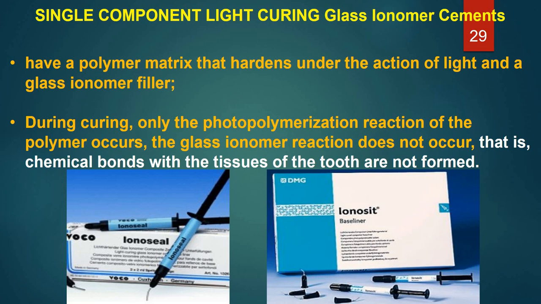Single component light curing glass ionomer cement. Has a polymer matrix that hardens under the action of light and a glass ionomer filler. During curing, only the photopolymerization reaction of the polymers occurs. The glass ionomer reaction does not occur, that is, chemical bonds with the tissues of the tooth are not formed.